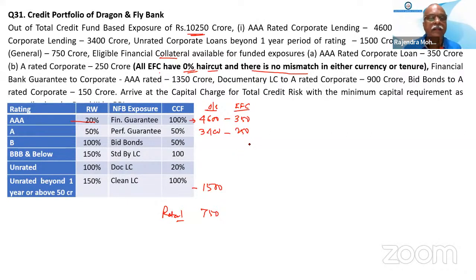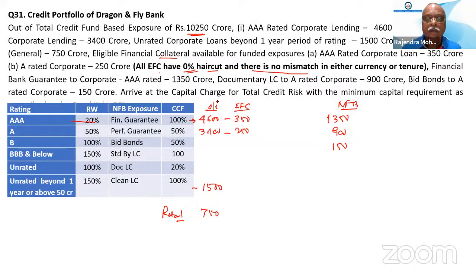Now apart from that, we have, this is the funded one, then non-fund based, financial bank guarantee to corporate AAA rated. Again here, exposure is 1,350. There is no EFC. Documentary LC to A rated corporate is 900. Bid bonds to A rated corporate is 150. Okay, these are the non-fund based. So now first calculate the capital. What is the capital charge? You have to calculate.